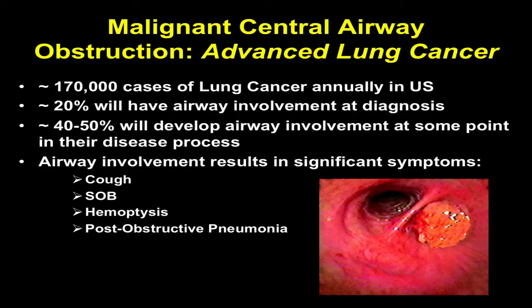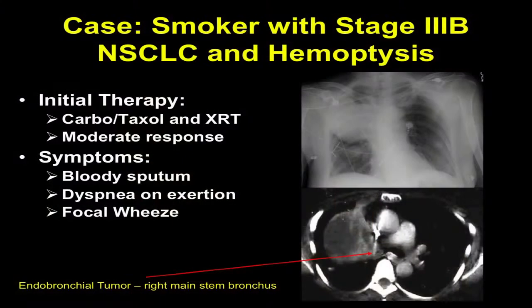In terms of malignant airways disease, very, very common because lung cancer is a common disease and it's the most common cause of malignant airways obstruction. A typical patient that we see in our interventional pulmonary program is a patient who's been a non-surgical candidate up front. So this patient was stage 3B non-small cell lung cancer and hemoptysis, treated with carbotaxol and radiation therapy, had a moderate response, but presented with hemoptysis, focal wheezing, and dyspnea, and had this CT scan.